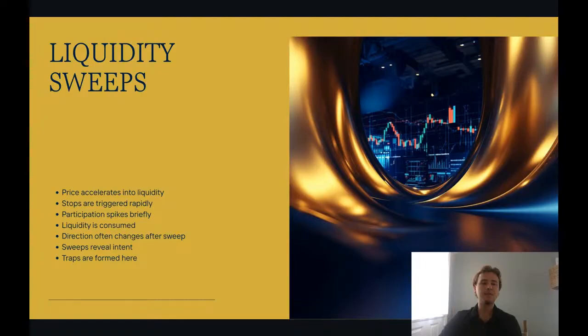Liquidity sweeps, my favorite. Price accelerates into liquidity. Then you have this, the market shoots all the way up. This is a Q3 inversion, IFVG, shoots back down this candle, and then before the actual move downward comes, this happens. It shoots up one more time during the macro, so you gotta be careful, take your profits on the first one, be patient again, and then you can take the huge move down. Price accelerates into liquidity, stops are triggered rapidly, participation spikes briefly, liquidity is consumed, direction often changes after a sweep. Sweeps reveal intent. Traps are formed here.